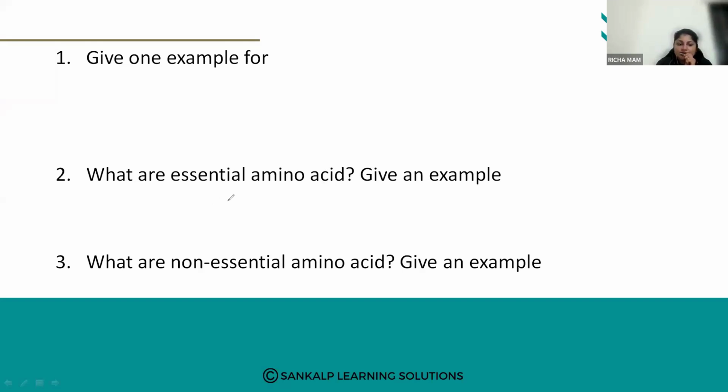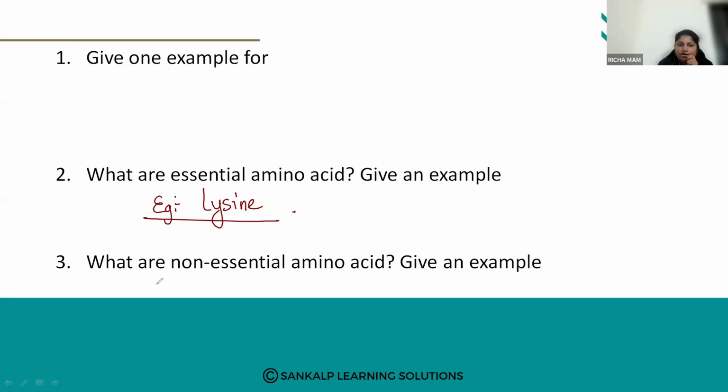So what is the example for essential amino acid? It is lysine. Lysine is the example for essential amino acid. So what are essential amino acids? They cannot be synthesized by our body and we need to take them through diet.